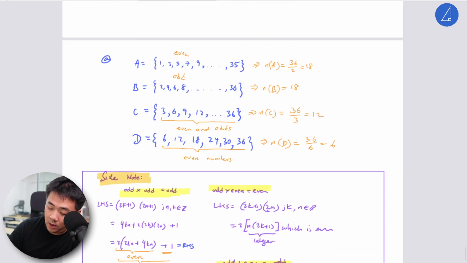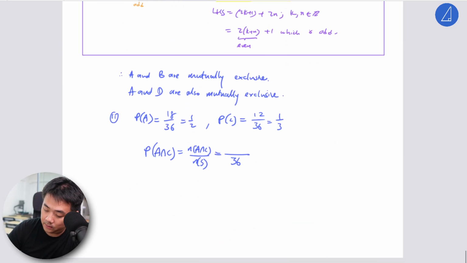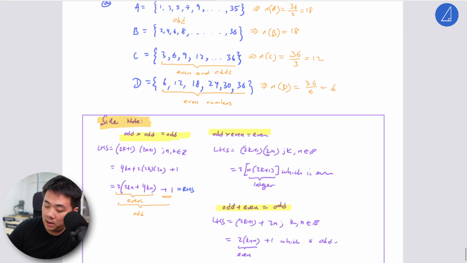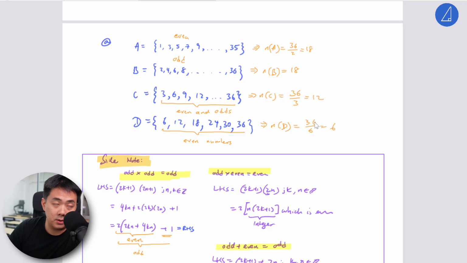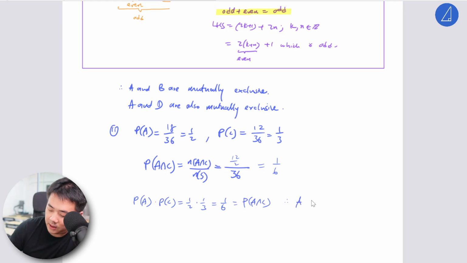So A intersect C, is just C itself, right? No, oh no, it's half of C, sorry. A intersect C is just 3, 9, and all the odd numbers. So you just half this, because half of it will be odd, half of it will be even. So it'll be 6 over 36, 1 over 6. So P(A) times P(C), which is 1/2 times 1/3, is 1 over 6, equals P(A intersect C). Hence A and C are independent.